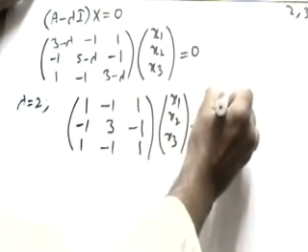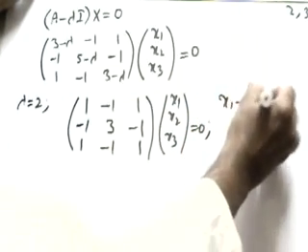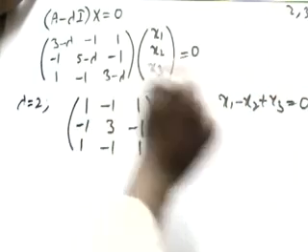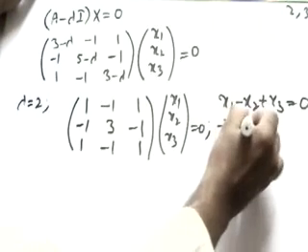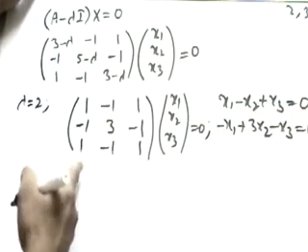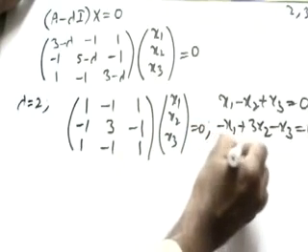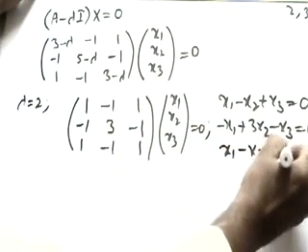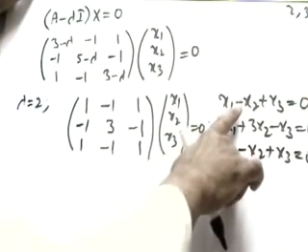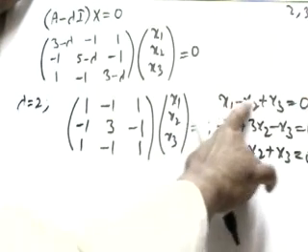Now if we multiply, we'll get the equations. 1 into x1, x1 minus x2 plus x3 equals to 0. Now here minus x1 plus 3x2 minus x3 equals to 0. And the third one is x1 minus x2 plus x3 equals to 0. Let me solve this too. We already know how to solve.